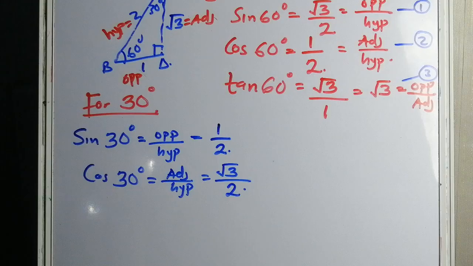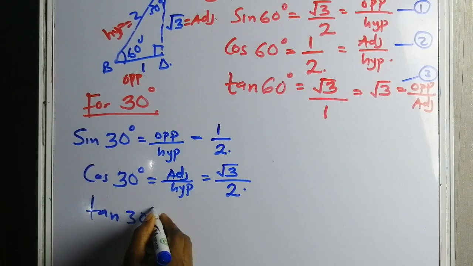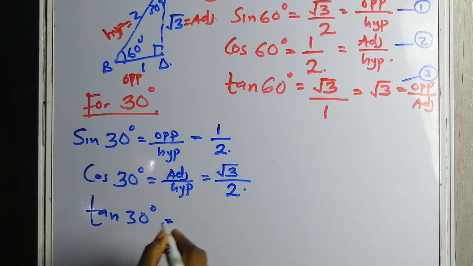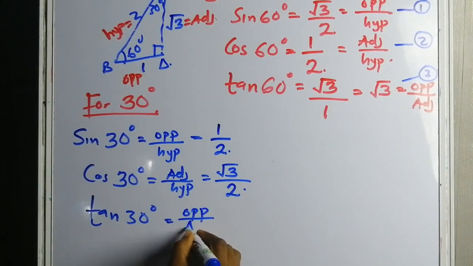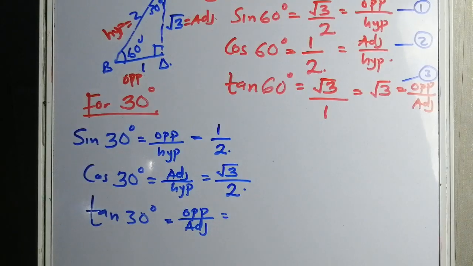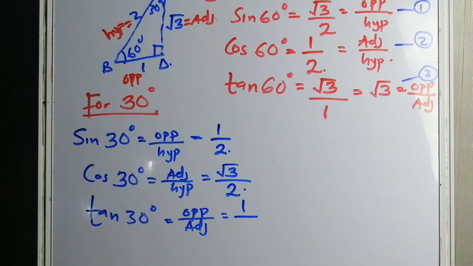Then I'll now look for my tan 30 degree. So tan 30 degree will now be equal to opposite over adjacent. What's my opposite here? My opposite is 1, for 30 degree. Then what's my adjacent? Root 3. So 1 over root 3.